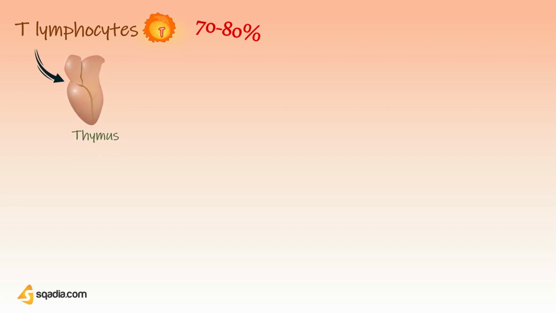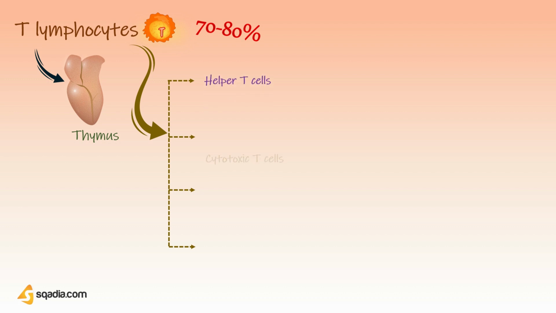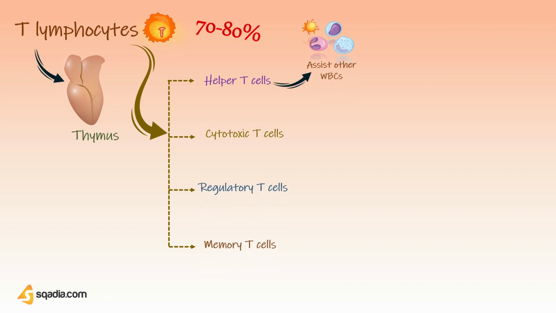Next come T cells, or T lymphocytes, which represent 70% to 80% of peripheral lymphocytes in blood. They undergo maturation primarily in the thymus, hence named T cells. In the thymus, T cells multiply and differentiate into helper T cells, cytotoxic T cells, regulatory T cells, or become memory T cells. There, helper T cells assist other white blood cells in immunologic processes.